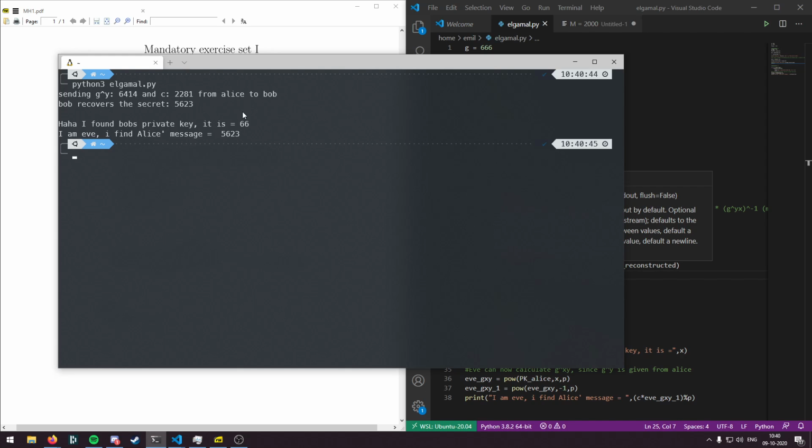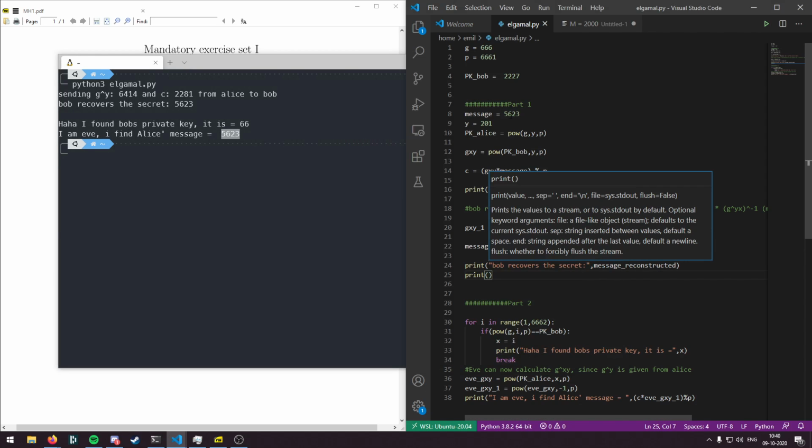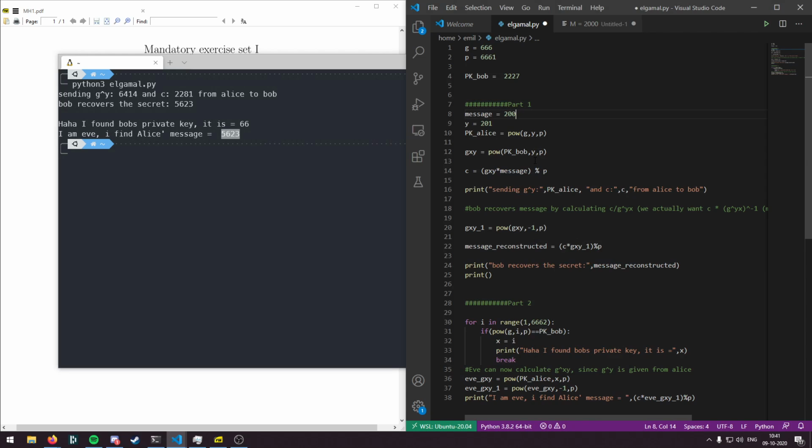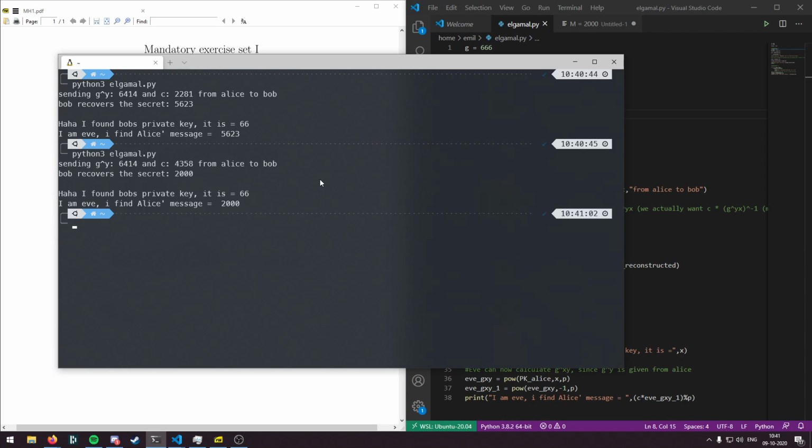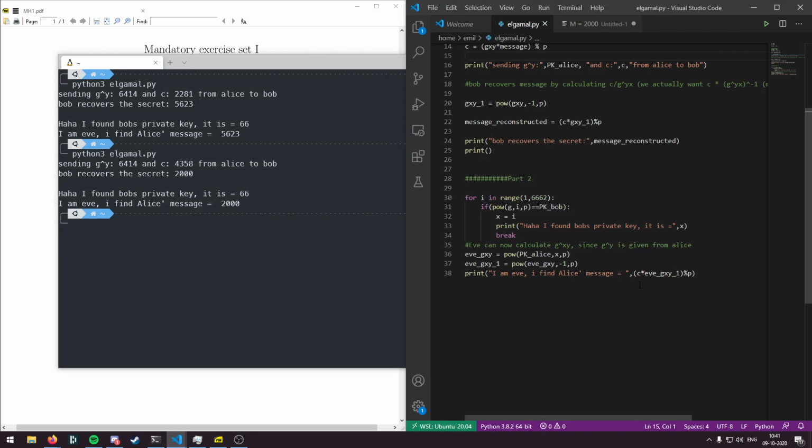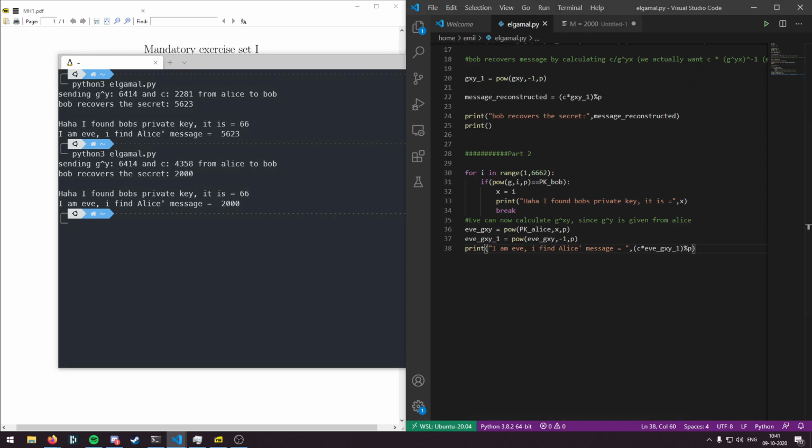Bob recovers the secret, which is this. Haha, I found Bob's private key. It is 66. I am Eve. I find Alice's message, and it's the same as up here. Let's change this back to 2000, because that was what we were originally working with. Yes. Very nice. And that was basically just part 2.